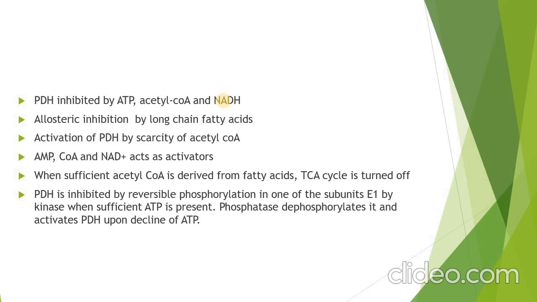And when there is a sufficient amount of acetyl CoA present in the cell, derived from fatty acid metabolism, the TCA cycle will be turned off, and PDH will also be inhibited by reversible phosphorylation of one of its subunits. This happens when a sufficient amount of ATP is present. This can be reversed, or the pathway can be turned on, by the enzyme phosphatase. This enzyme dephosphorylates the subunit, and that happens whenever there is a decline in the amount of ATP in the cell.